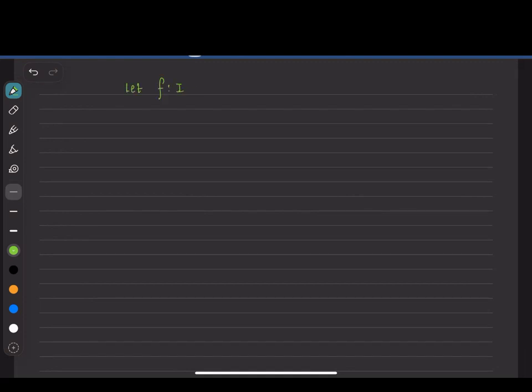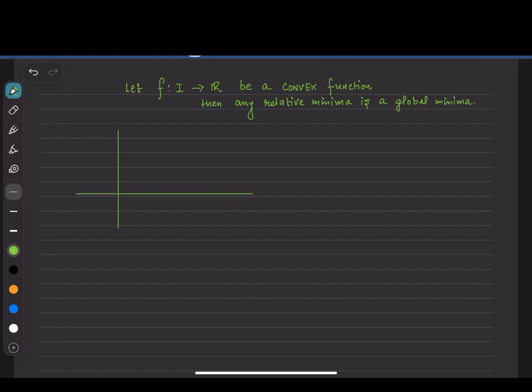Let f from I to R be a convex function, then any relative minima is a global minimum. That means convex functions cannot have this shape in an interval.